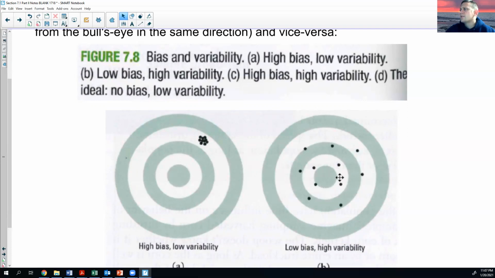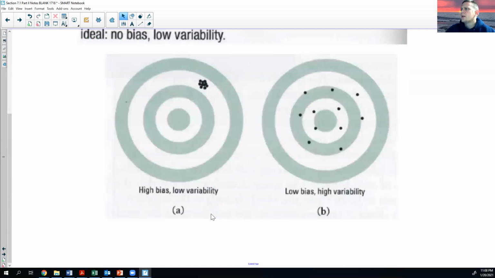So this is low bias because you are around the center. It's a good thing you're around the center, okay? But there's a lot of spread. The variability, you don't want to be shooting all over the place, okay? But you are around the center, if you will, okay?